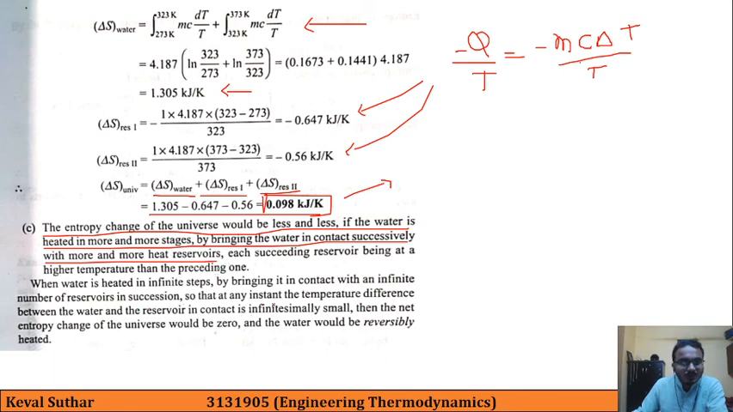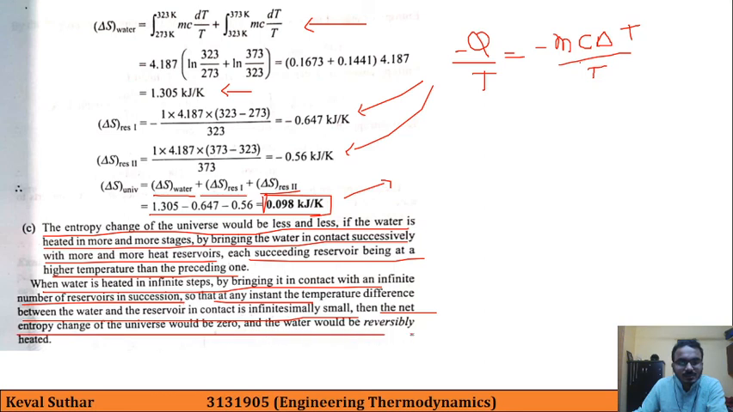So this is the way we can obtain the minimum entropy increase in the universe. It has to be done in infinite steps by bringing it in contact with an infinite number of reservoirs in succession, so that at any instant the temperature difference between water and reservoir will be infinitesimally small. Then the net entropy change would be zero and the water would be reversibly heated.